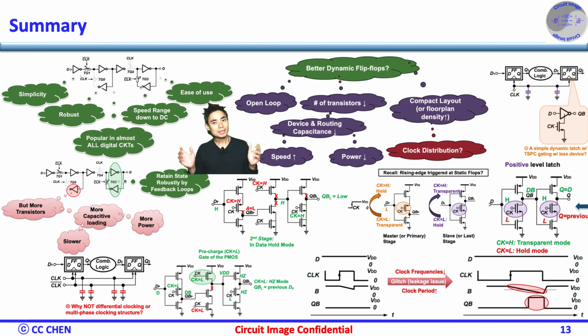To speed up the flops and lower the power, we may remove the feedback retention, use fewer transistors, and apply single-phase clocking. Then, not only is the dynamic flop simple, but also the layout is compact to reduce the overall capacitance and power. Then, the overall speed can be boosted easily.